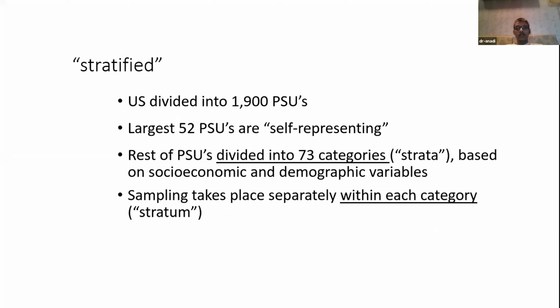We can do stratified sampling, which is divided into 1900 PSUs. That is primary sampling unit. The largest 52 PSUs are self-representing, and the rest of the PSUs are divided into 73 categories, depending on socioeconomic, demographic, and political variables. Actually, this PSU term was used for political purposes between the Democrats and Republicans of the US. Ultimately, they used this PSU term for health census data later on.